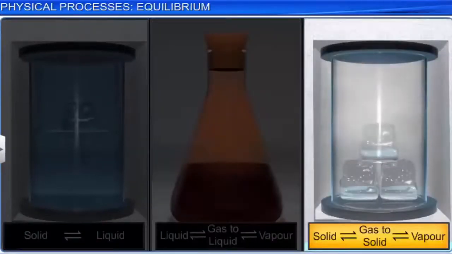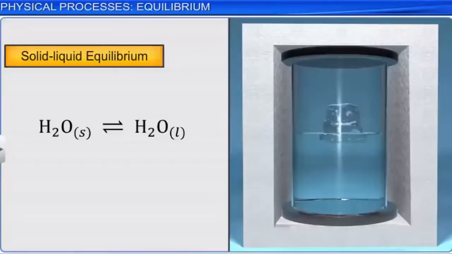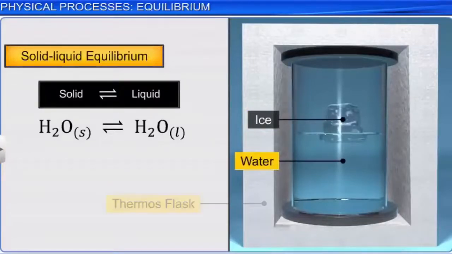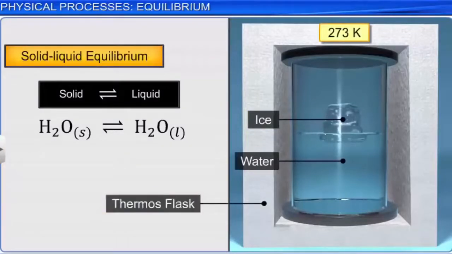Let's see solid-liquid equilibrium. Ice in equilibrium with water in a perfectly insulated thermos flask at 273 Kelvin and at atmospheric pressure stands as a perfect example of solid-liquid equilibrium. For this equilibrium, you can see that the temperatures as well as the masses of ice and water remain constant.